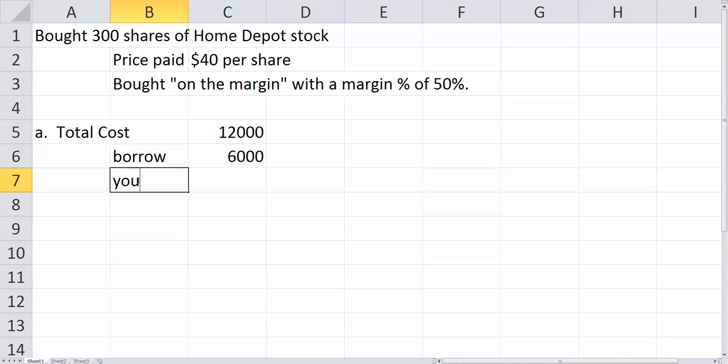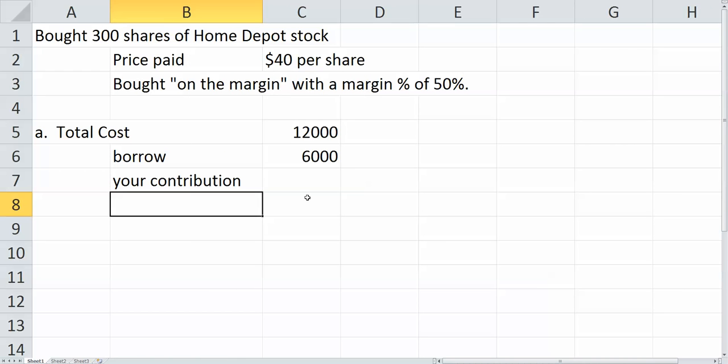The difference between those two numbers will be your contribution. So basically it costs 12,000. You're borrowing 6,000 from your broker, so you will have to put up 6,000 of your own money.